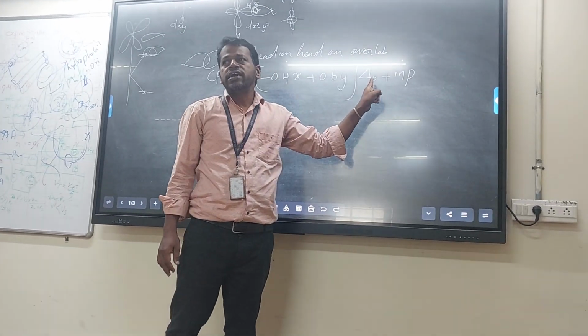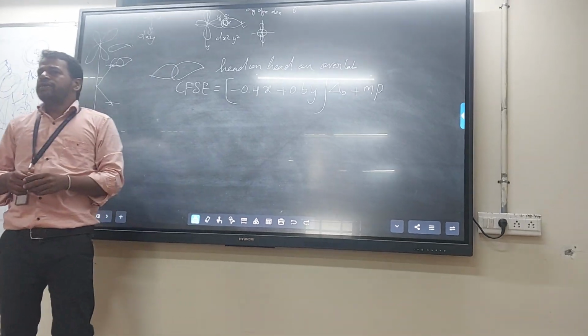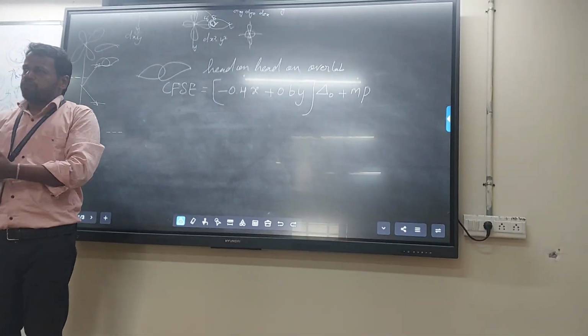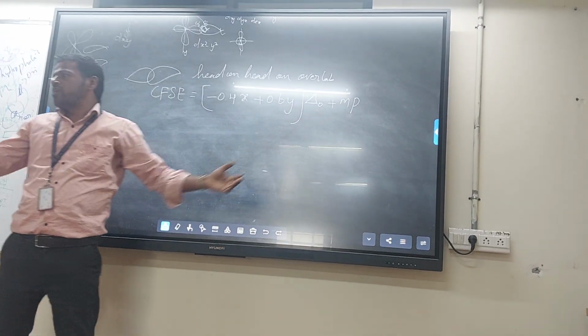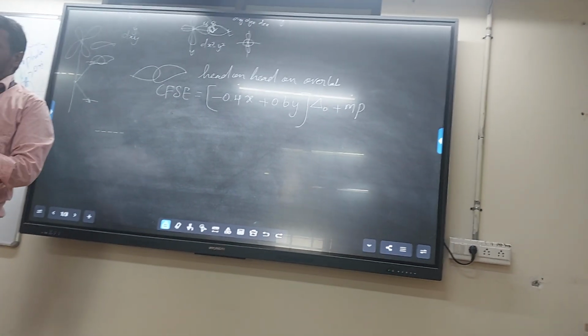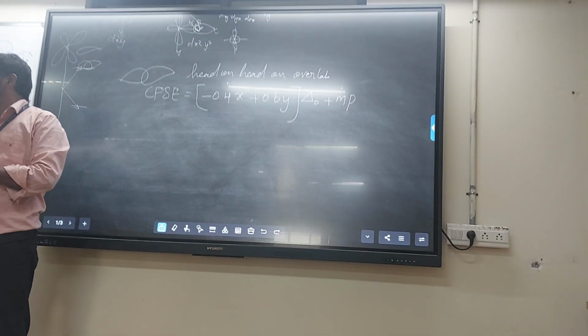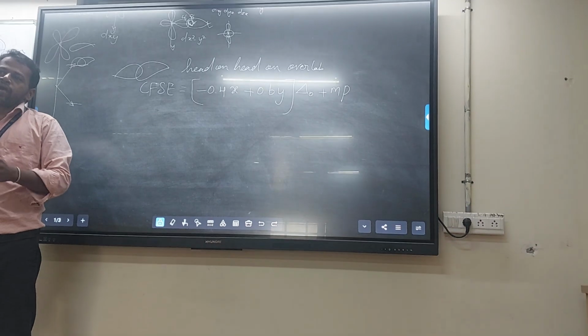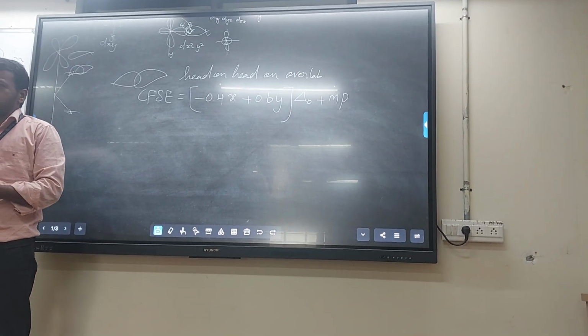The del naught indicates the octahedral splitting. Del T means tetrahedral splitting. Okay, MP means the pairing energy. Yesterday only we discussed what is the relationship between del naught and P, crystal field splitting energy with the pairing energy. What is the difference between splitting energy and pairing energy? If it is greater than or less than, what happens? We discussed yesterday, right? Right.